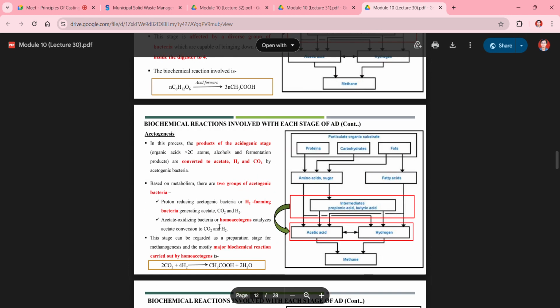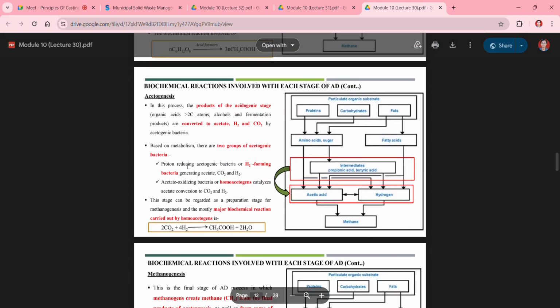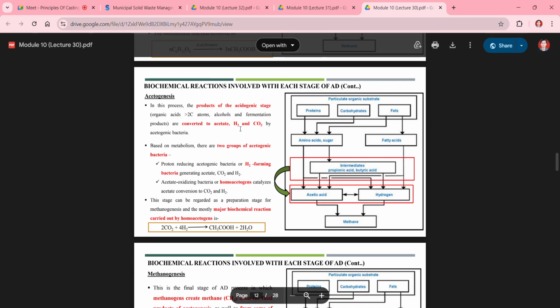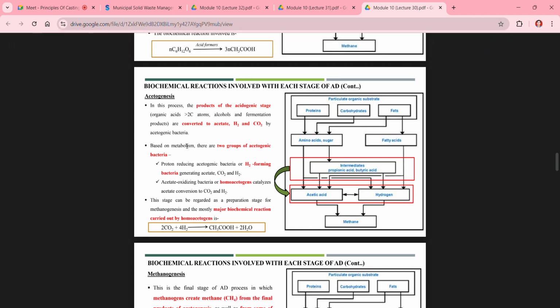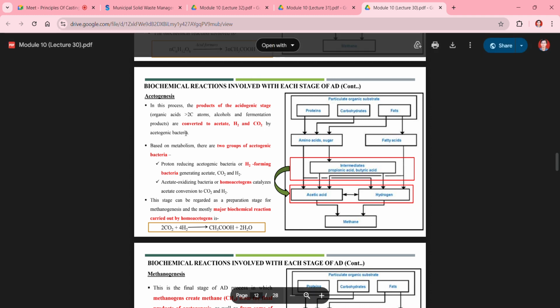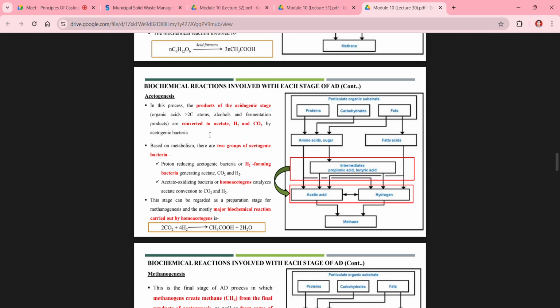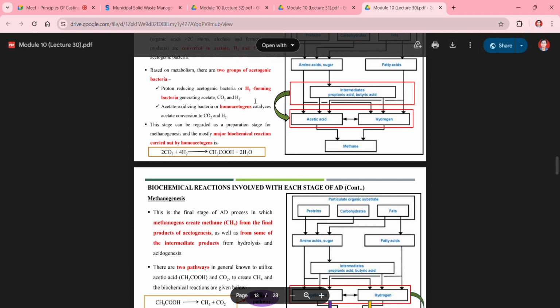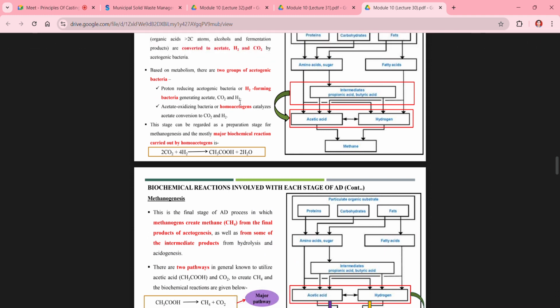Then in the acetogenesis process, the products of the acidogenic stage, alcohols and fermentation products, are converted to acetate, H2 and CO2 by acetogenic bacteria. Based on metabolism, there are two groups of acetogenic bacteria: proton reducing acetogenic bacteria or H2 forming bacteria generating acetate, CO2 and H2, or acetate oxidizing bacteria or acetogens catalyzing acetate conversion to CO2 and H2.